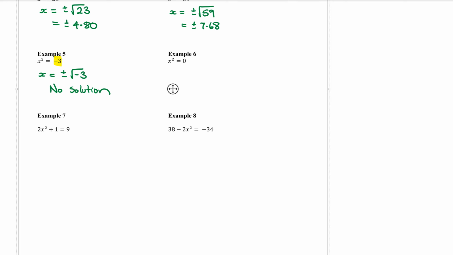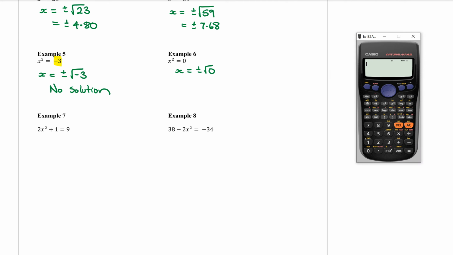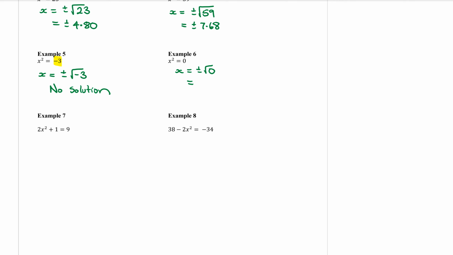Example 6. X squared is equal to 0. To get the x by itself, I'm going to have plus or minus the square root of 0. Now the square root of 0 is still 0. Now, can I have a positive and negative 0? No, 0 is just 0. It's not positive or negative, so we don't actually need the plus or minus sign. We're just going to say x is equal to 0.